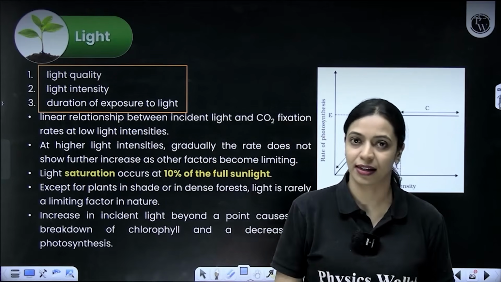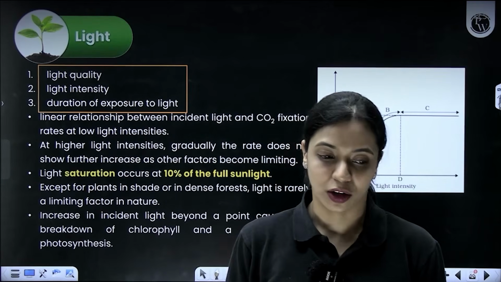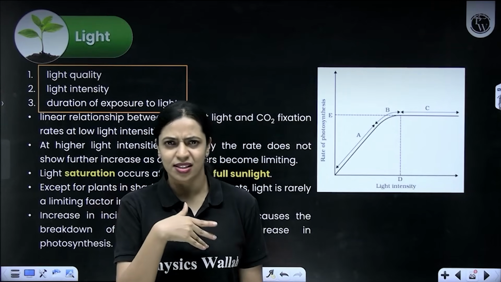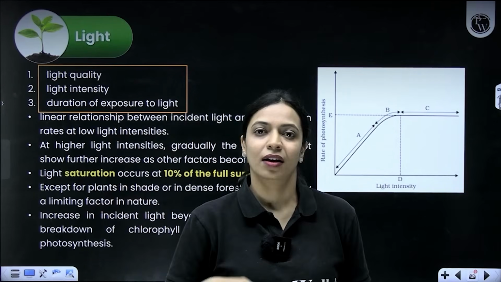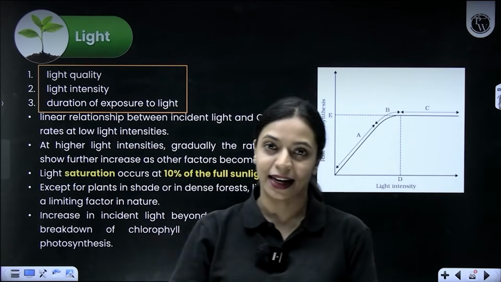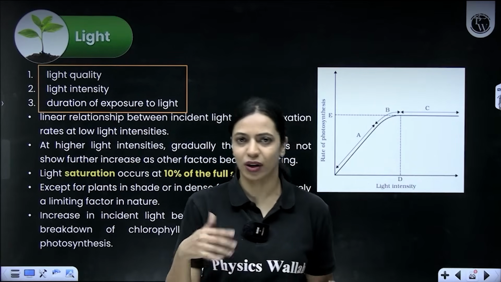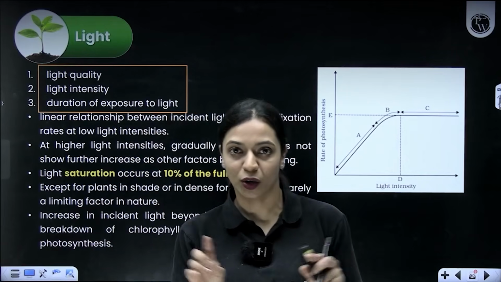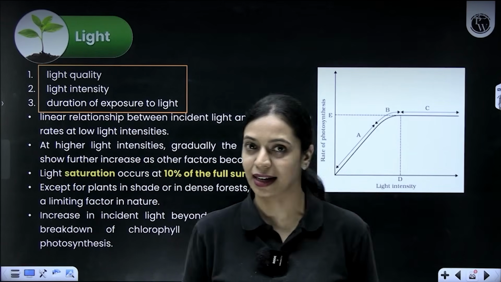Secondly, light intensity. Light intensity can be thought of if you have an area, let's say 1 centimeter square of area. Per second, how many photons hit that area is the light intensity, or 1 meter square, whatever area you take. How many photons will be incident on that area per second will give light intensity.